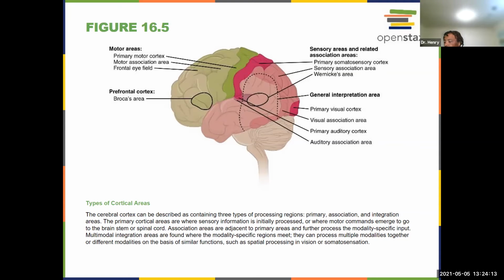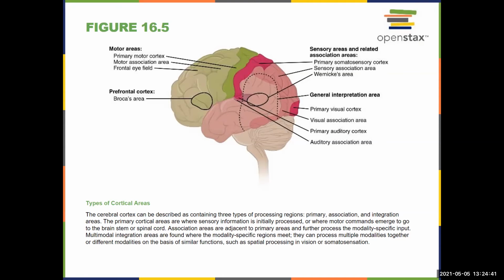And then you have the integration. The integration area is basically a combination of both. It does a little bit of that primary function and also the association function. It's kind of like the point where the two actually meet.